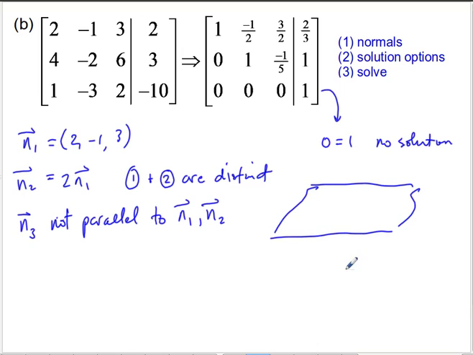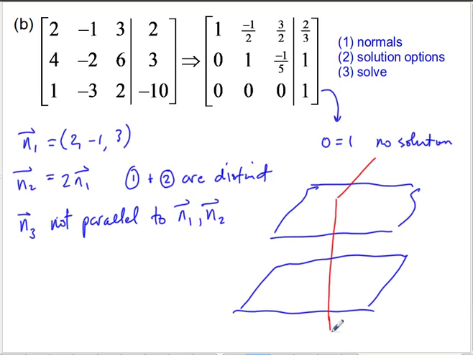So we have something like this, and then we have another plane underneath that's parallel, and then we have the third one that's not parallel to them. And so that one is going to, if I can draw it, chop through, resulting in a line of intersection with each of those two planes, but those two lines of intersection are going to be different from each other. So no solution, and we got that, of course, from here as well, that there was no solution.